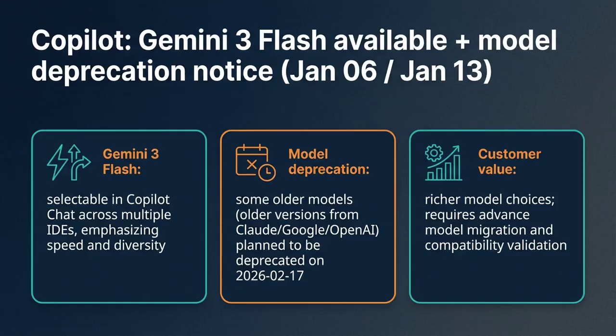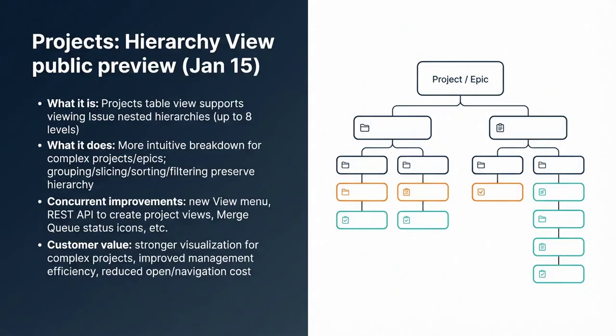Now I will move to Projects improvements. On January 15th, Projects released a hierarchy view in public preview. The table view now supports issue nesting up to 8 levels. Grouping, sorting, filtering, and slicing preserve the hierarchy. This makes complex epics and large projects easier to manage. I recommend trialing the hierarchy view on a live complex project to measure reduced navigation and coordination cost.